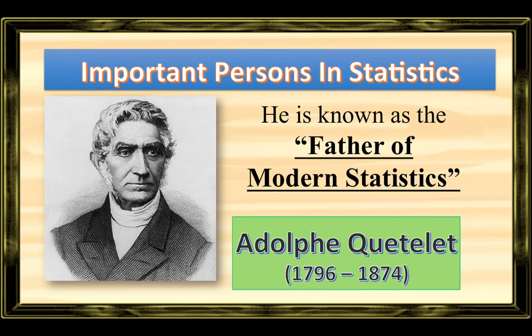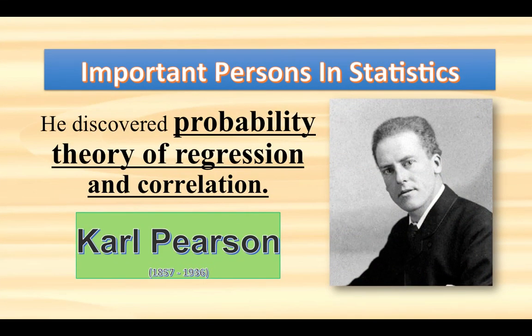Next is si Adolf Quetelet. Si Adolf Quetelet ay nabuhay noong 1796 to 1874. Siya yung tinatawag nating father of modern statistics. Okay? Next, si Carl Pearson. Si Carl Pearson naman ang nakadiscover ng probability theory of regression and correlation. Si Carl Pearson, siya yung nakapag-discover ng regression at correlation.